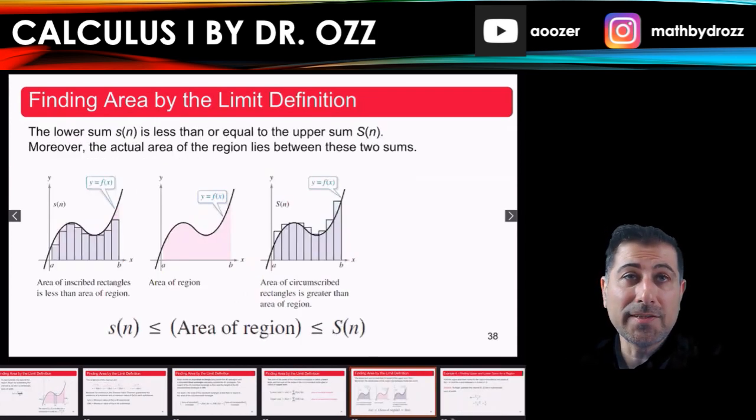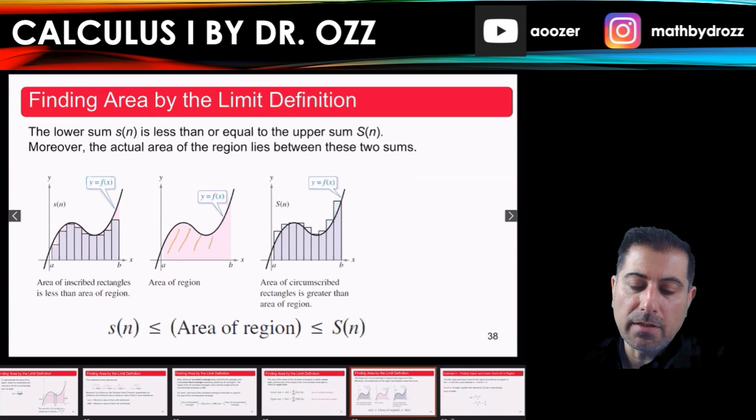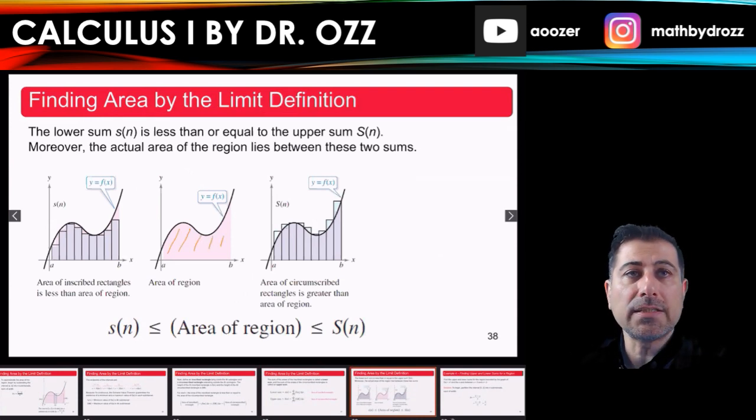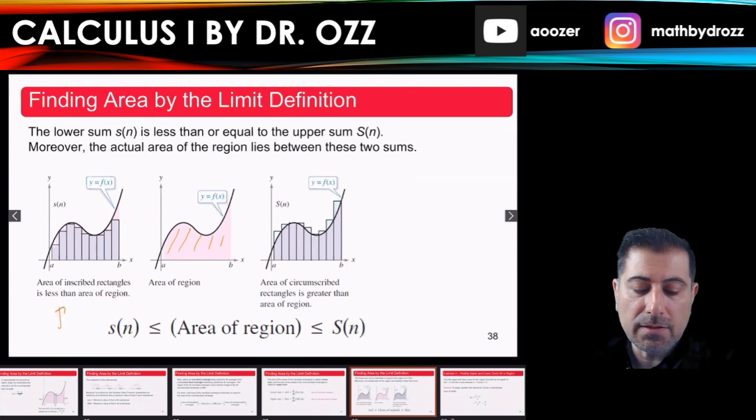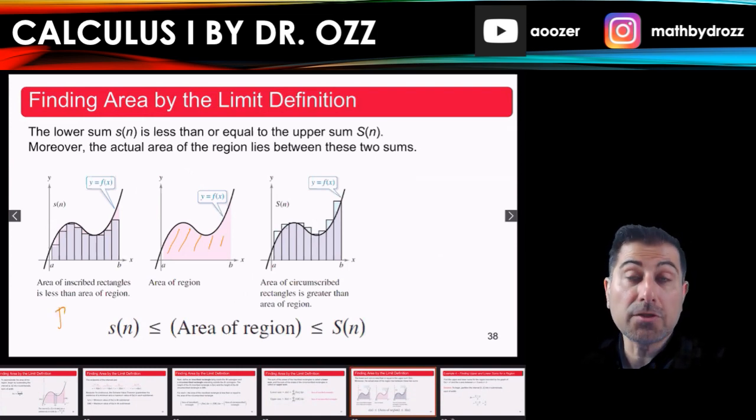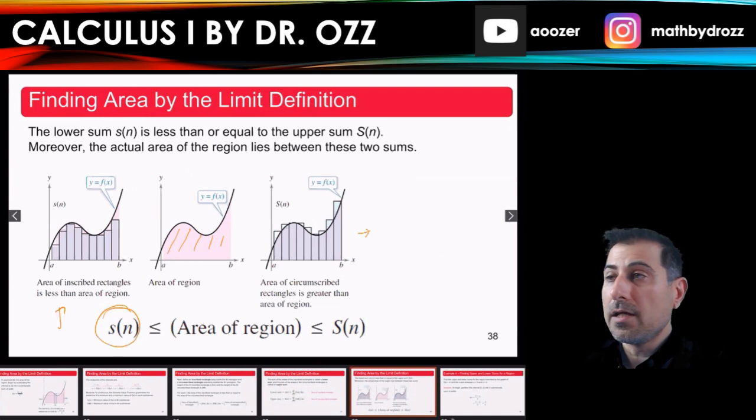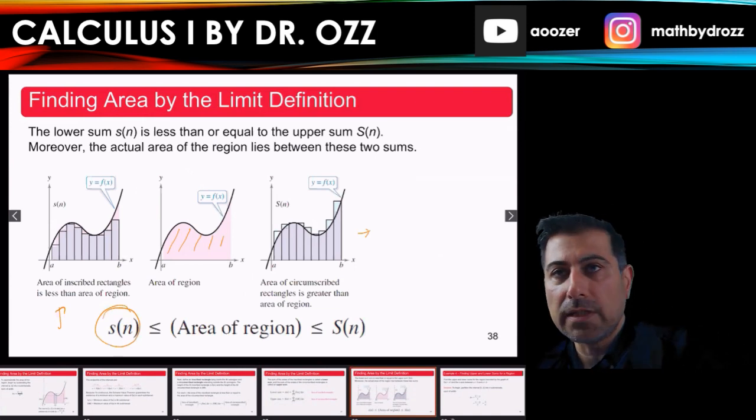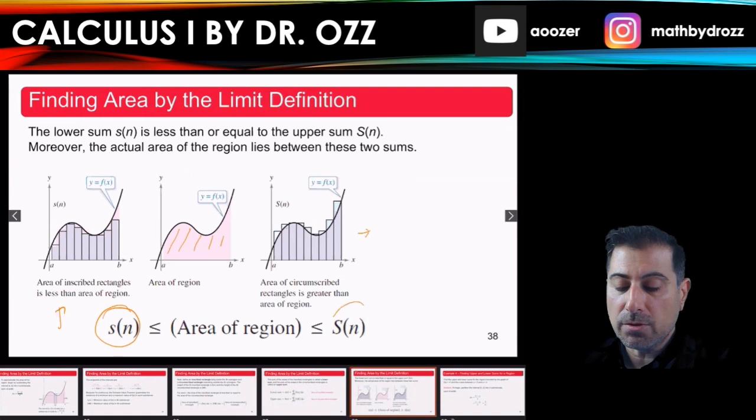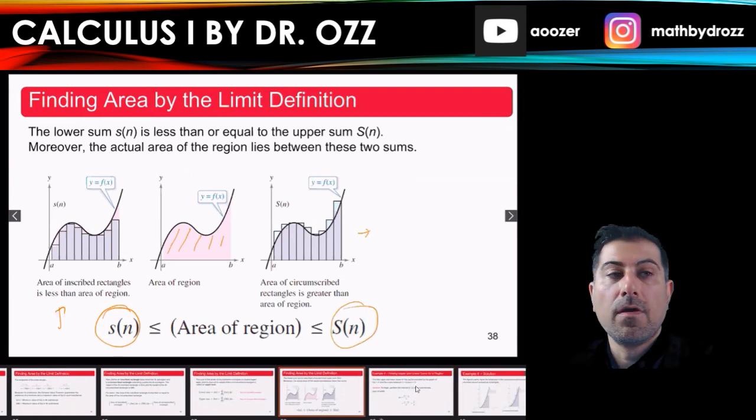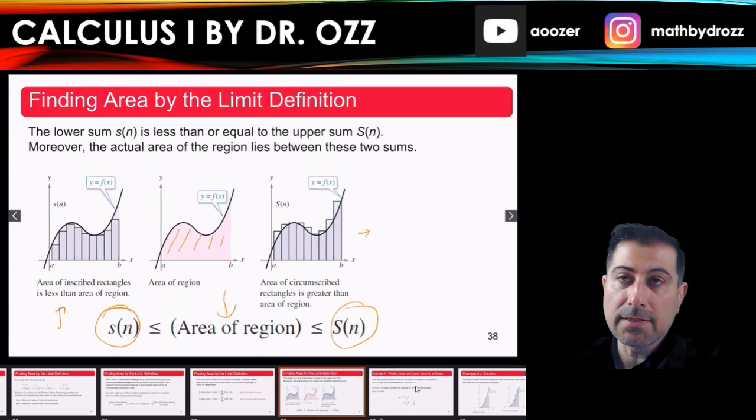All right, so this picture explains everything. The picture in the middle, as you see, is the actual area between the curve and the x-axis. The picture on the left tells you about the area of the inscribed rectangles, which should be less than the actual area. And on the right, you have the area of the circumscribed rectangles, whose area should be greater than the actual area. So the lower sum is less than or equal to the area of the region, and that is less than or equal to the upper sum. If you increase the number of rectangles in the sum, the actual area is going to be squeezed better by the lower and upper sums.